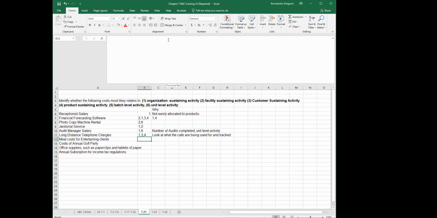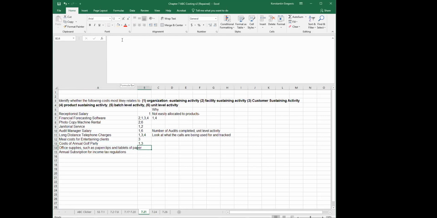Okay, here's an interesting one. Meal costs for entertaining clients. What do you guys think? Three. Customer, definitely. You're taking your customer out for lunch. More than likely, it's a three. Here's a good one. Cost for annual golf party. Now, one is definitely probably, your whole company is probably going to this golf party. But let's say you're only taking a customer, then it could be three as well, right? Good, Tola. Could be one or three.